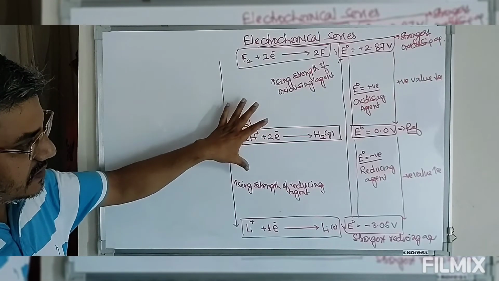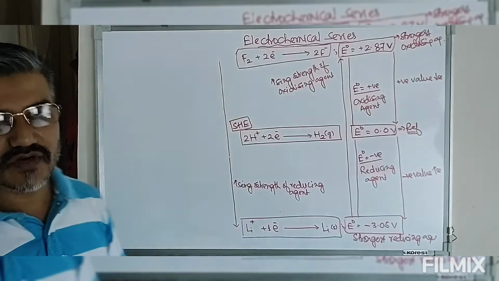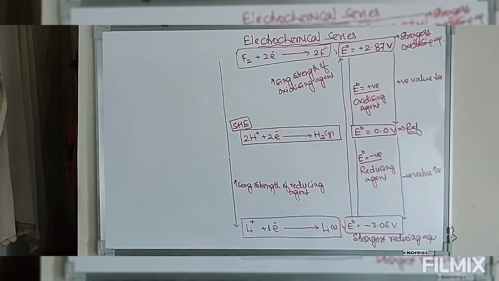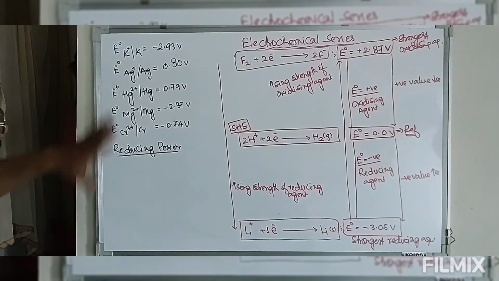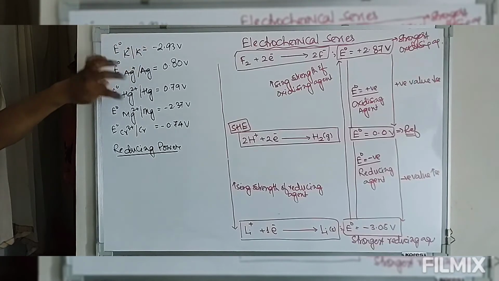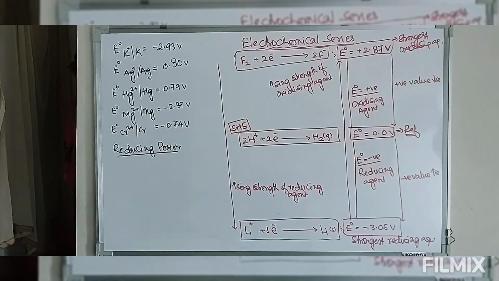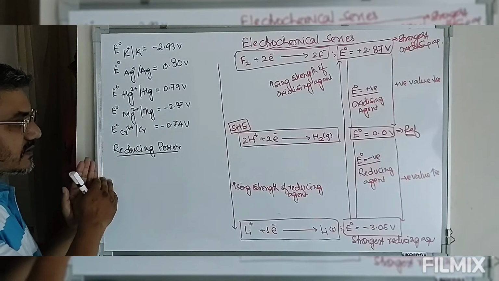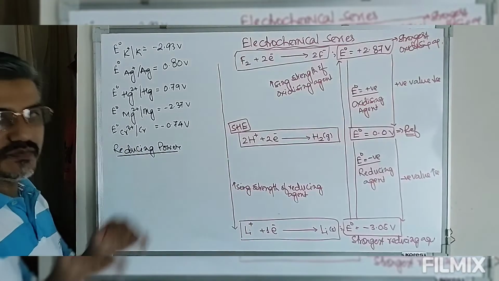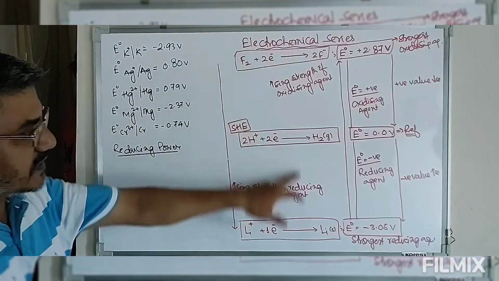Now let's see some examples of how we can use these electrode potential values. Some reduction potentials of half cells are given: reduction of K plus to K, silver ion to silver, mercury ion to mercury, magnesium ion to magnesium, chromium plus 3 to chromium. The reduction potentials are given. Now we have to arrange them in terms of increasing reducing power, or increasing strength of reducing agent. So now we have this electrochemical series.